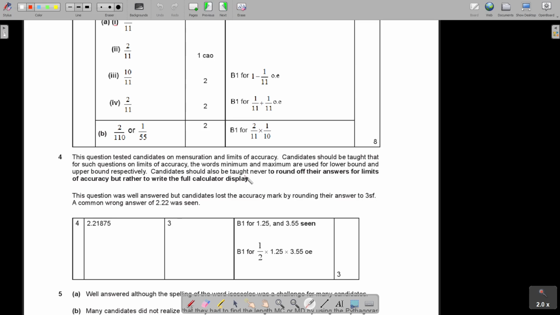Candidates should also be taught never to round off. Now, I want to underline it. Candidates should also never round their answers for limits of accuracy, but rather retain the full calculator display. Yes, the question was well answered. But candidates lose the accuracy mark by rounding their answers to 3 significant figures. So if you wrote this answer, they subtract, then you only get 2 out of 3. So very, very important. Don't approximate that answer.